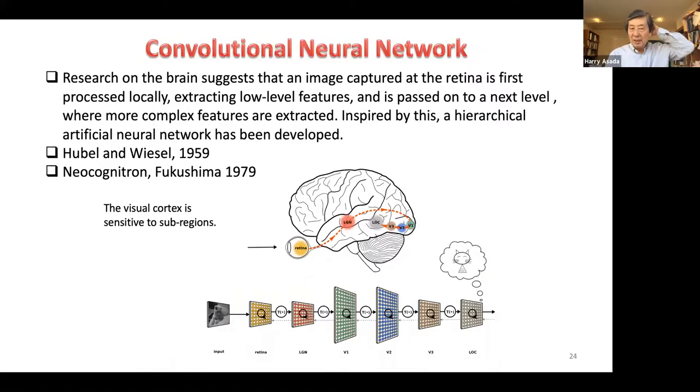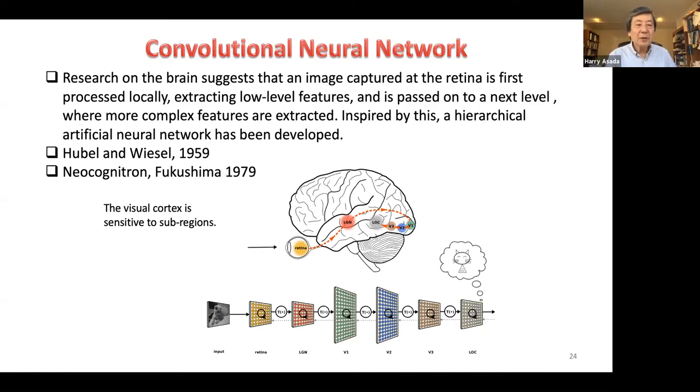Instead, if you look at the brain science literature, the brain structure is very different. There are no such fully connected networks; rather, more focused connections are made. Research on the brain suggests that an image captured at the retina is first processed locally, extracting low-level features, and then passed on to the next level where more complex features are extracted. So it is local and focused connections, with some hierarchy like this.